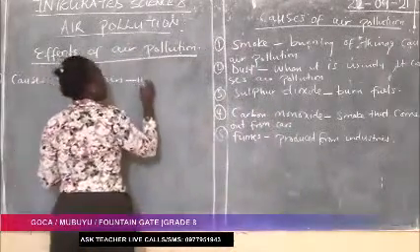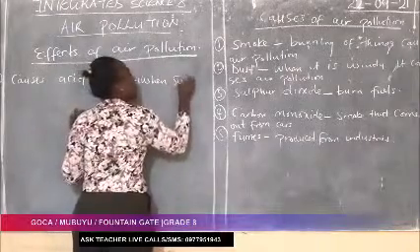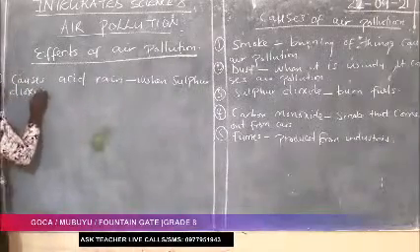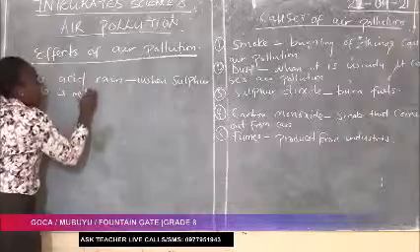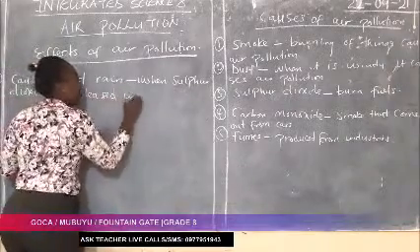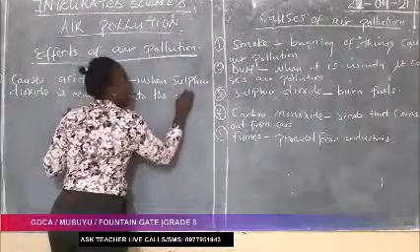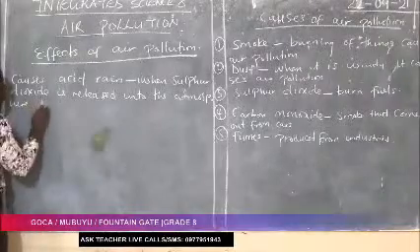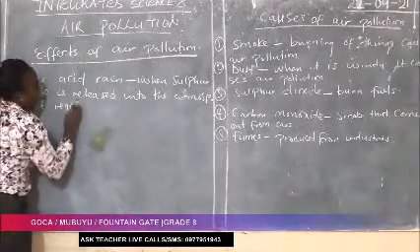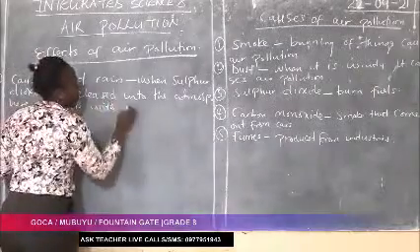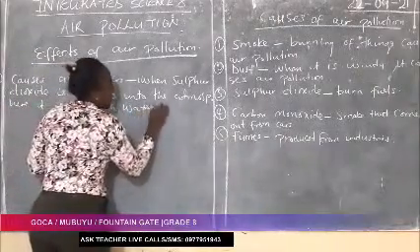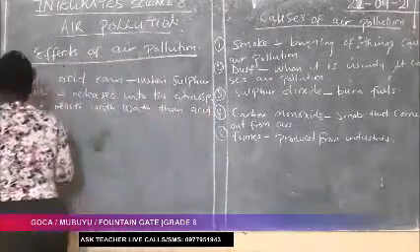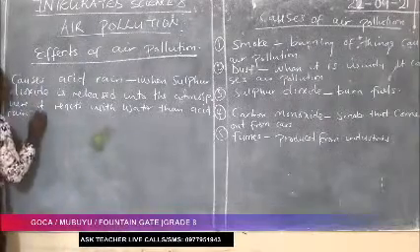Okay, so when sulfur dioxide is released into the atmosphere, it reacts with water. Then acid rain is formed.